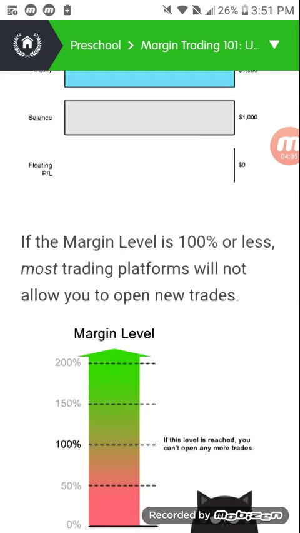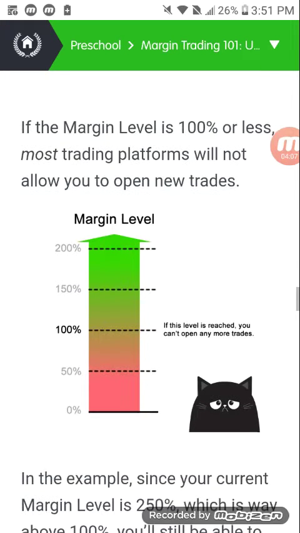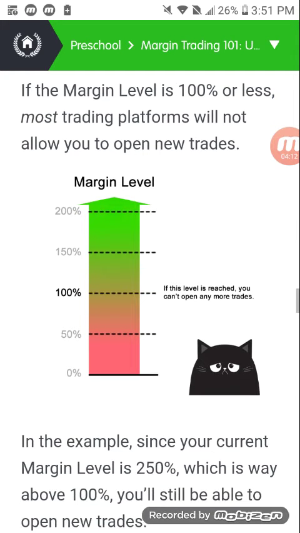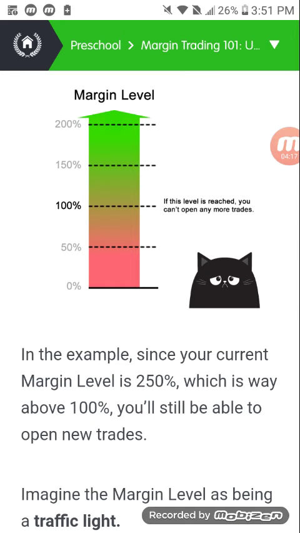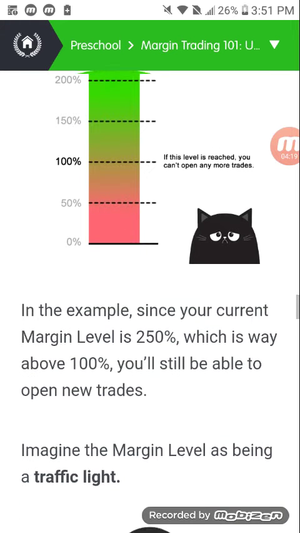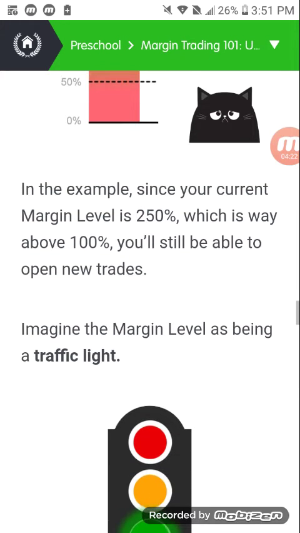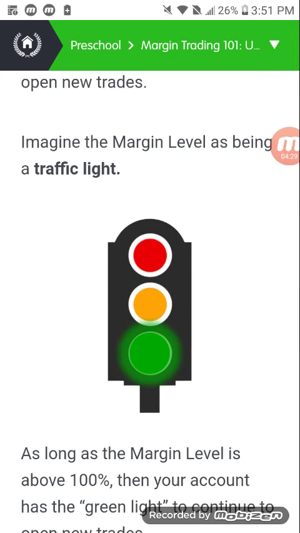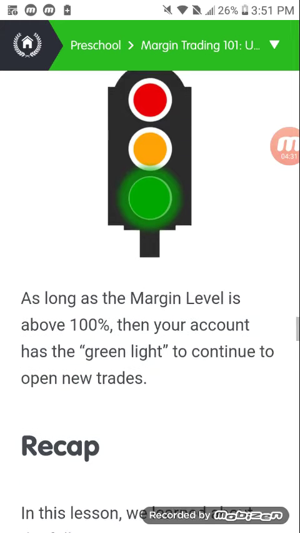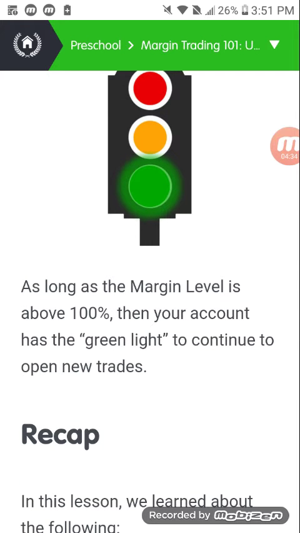If your margin level is at 100% or less, most trading platforms will not allow you to open new trades. If your level reaches below 100, you can't open any more trades. This is why you need to understand margin level. It's very important. In this example, since your current margin level is 250, which is way above 100, you will still be able to open new trades. Imagine your margin level as a traffic light. As long as your margin level is above 100, your account has a green light and you can continue to open new trades.